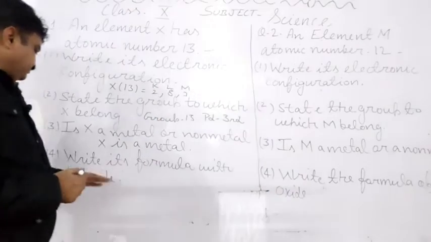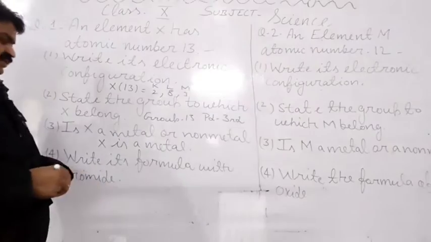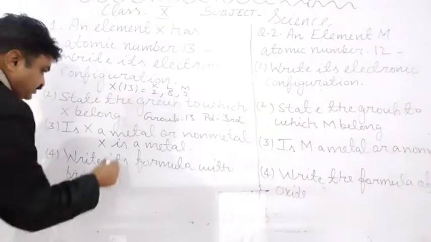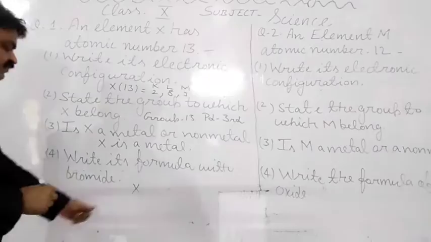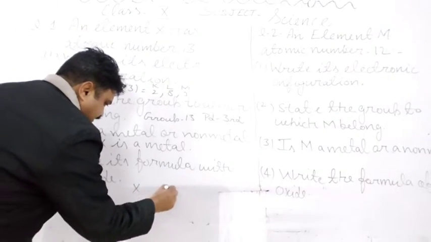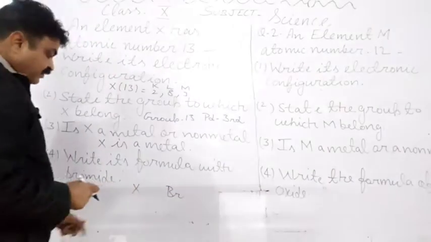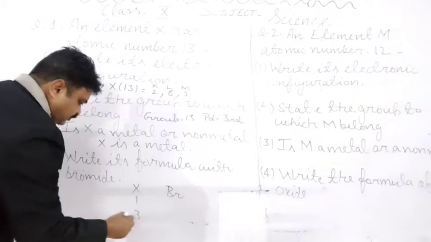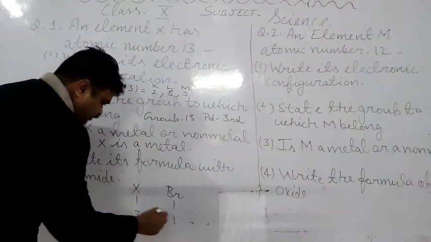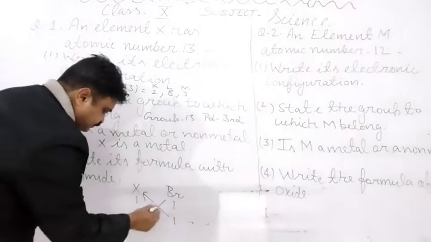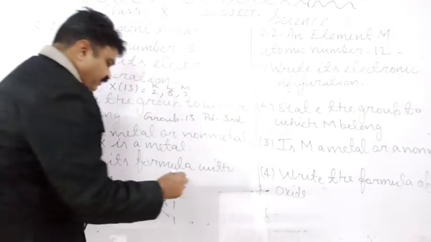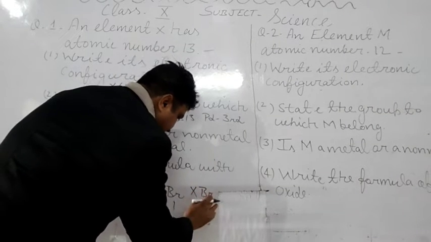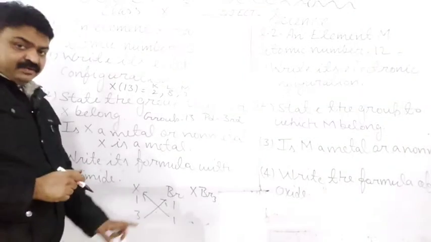Now the next question. Write its formula with bromide. Its formula with bromide, student. So first we will write the symbol that is given in the question. What is it? It is X, and the other is bromide. Bromide symbol is Br. Now we will write the valency. Valency of this is 3. Bromine valency is 1. So now we will exchange the valencies, and the formula that we will get here will be XBr3. This is the formula.